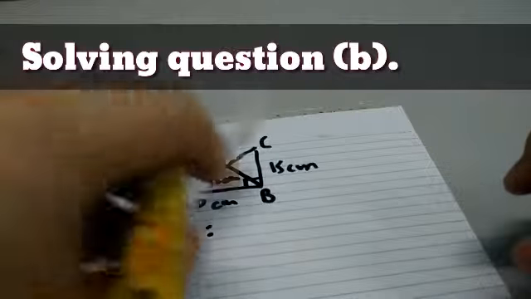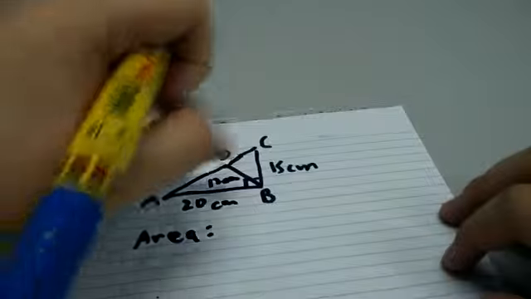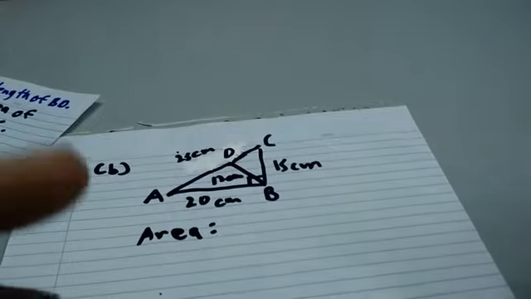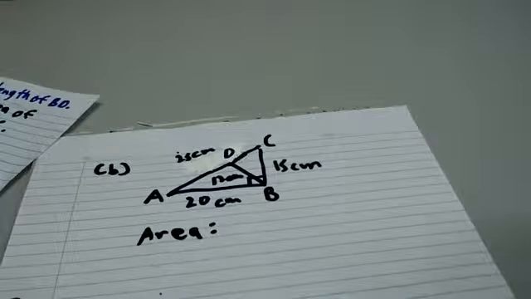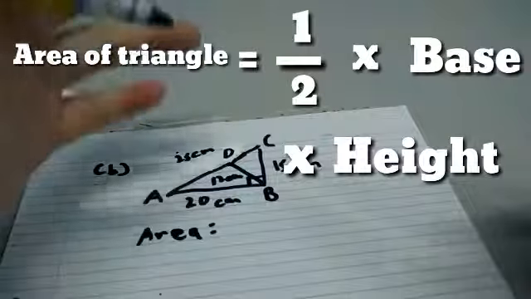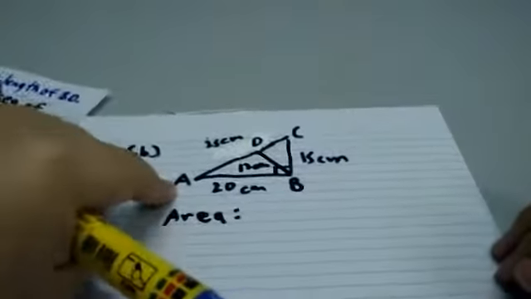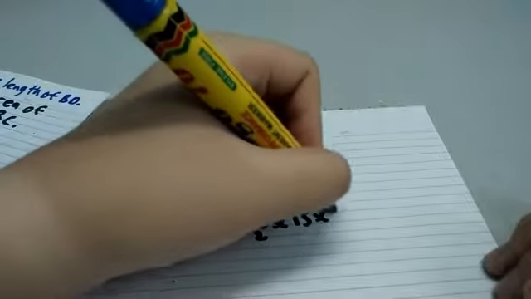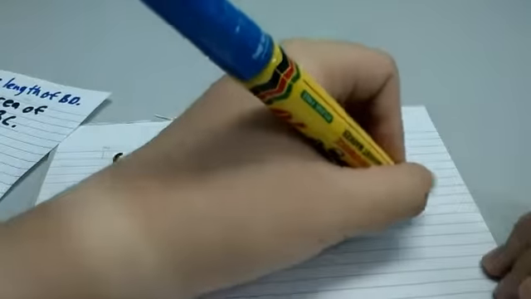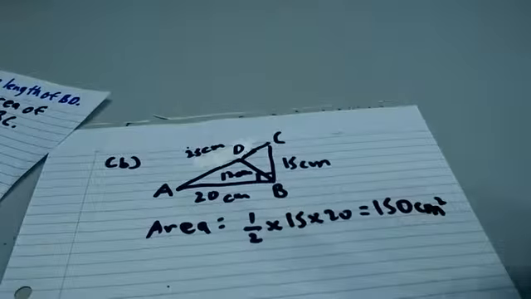As question B asks, they want you to find the area of triangle ABC. So how do we find it? Well, it is a very simple solution. You just do 1/2 times base times height. So the area of this right angle triangle is 1 over 2 times 15 times 20, which is equal to 150 centimeters square.